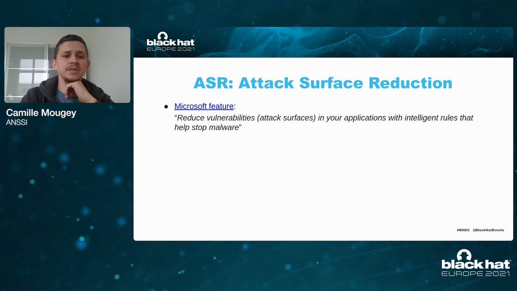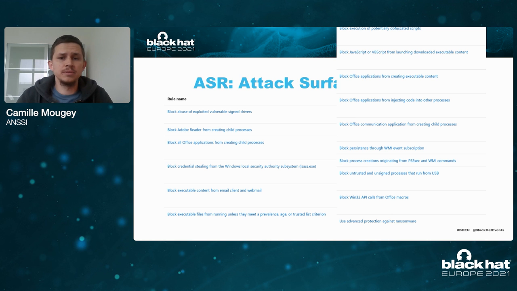So today the subject is attack surface reduction. This is a Microsoft feature which tends to reduce vulnerabilities and attack surfaces in your application with intelligent rules that help stop malware. So, there are different rules that you can enable. They are all interesting to investigate. Rules such as block Office applications from creating executable content or block Adobe Reader from creating child processes. We can easily understand why these rules can be a good thing for any defender.